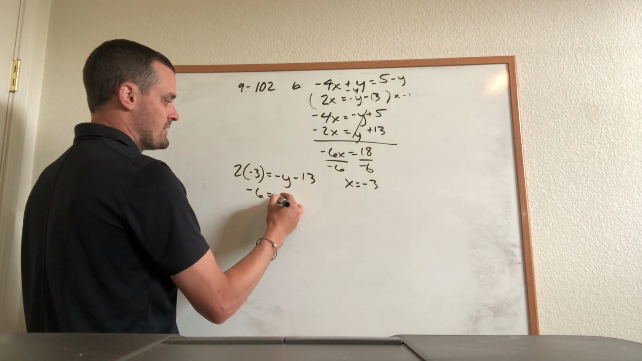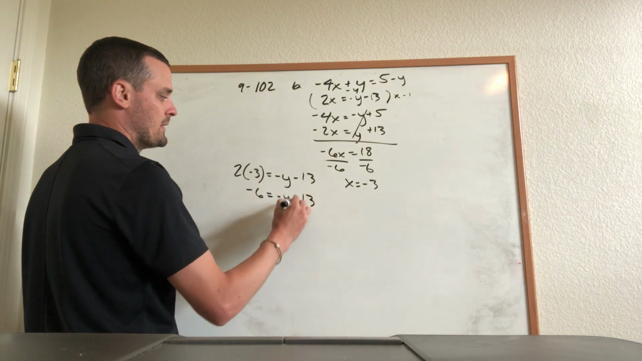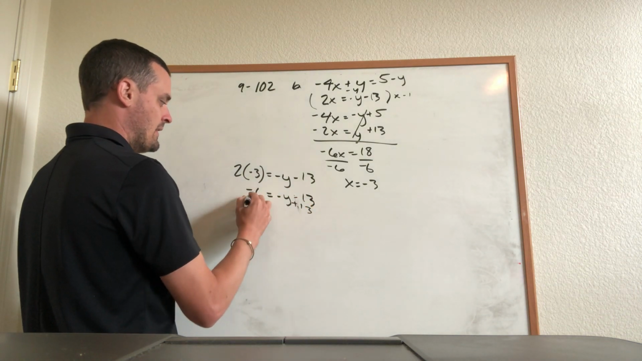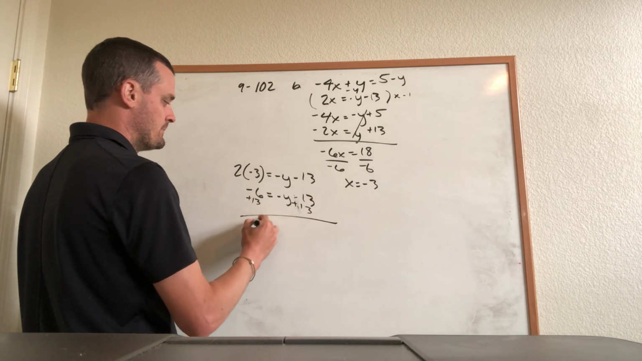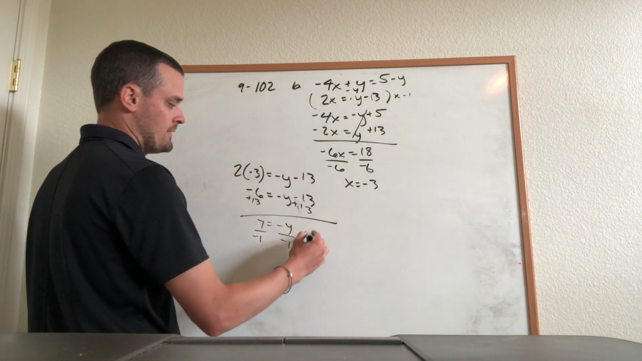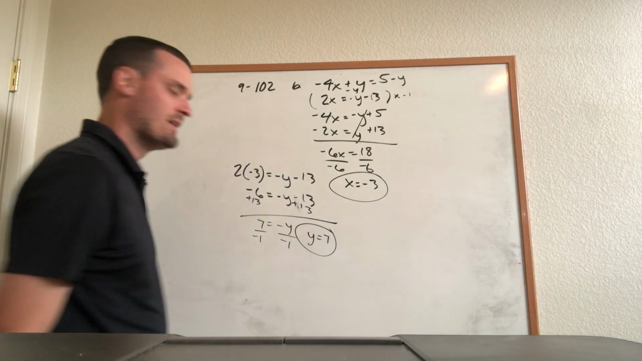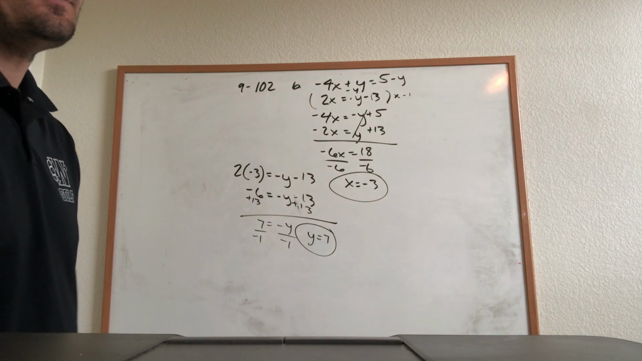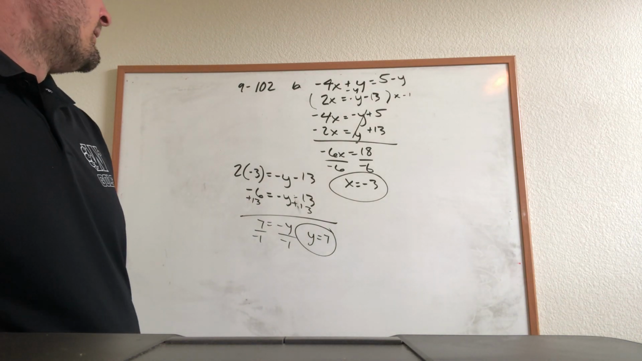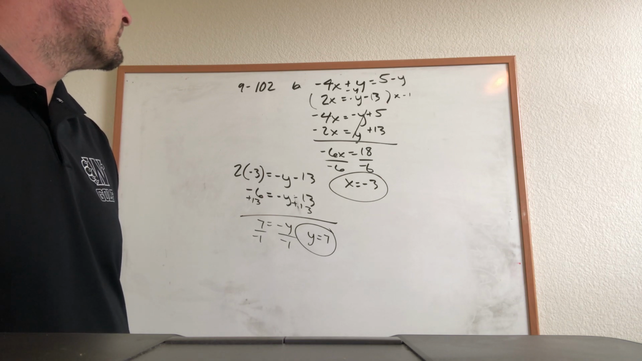So I get negative 6 equals negative y plus 13, minus 13, but I'm gonna add the 13 to the other side, so I get 7 equals negative y. Divide by that negative 1. I now get a y value of 7 to go along with the x value of negative 3.